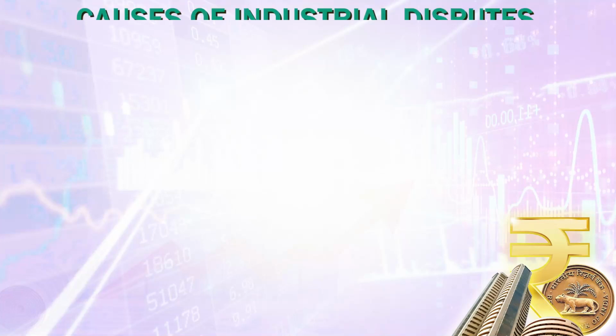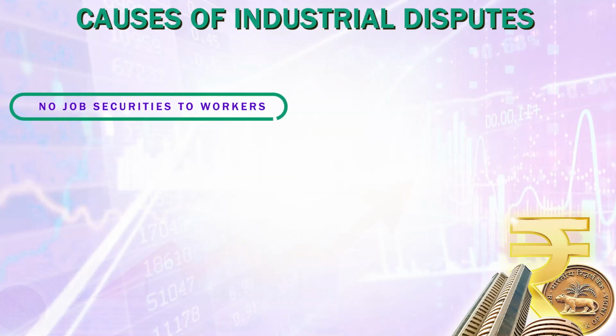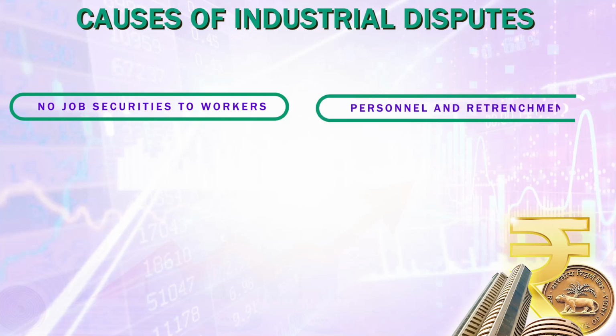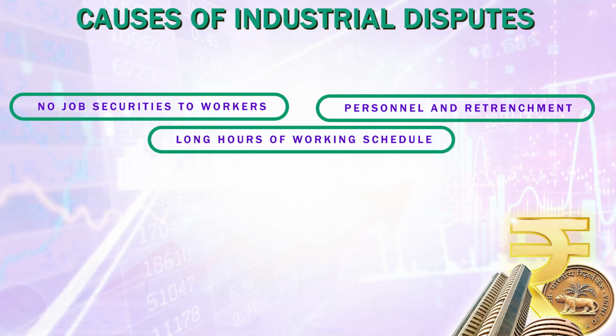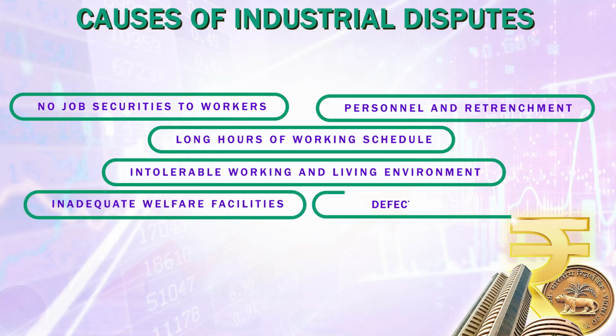If we consider the third cause of industrial dispute, it comes from the retrenchment of personnel, the violation of leave rules, and also the heavy workload. Here we can point out things like there is no job security, retrenchment of employees, long working hours, intolerable working and living conditions, and no medical benefit offered to the workers. It basically hampers their standard of living.